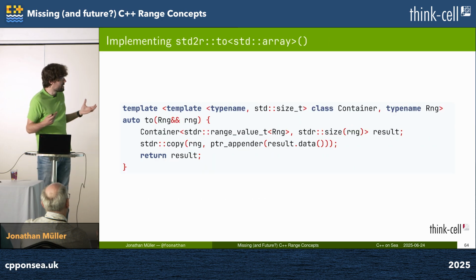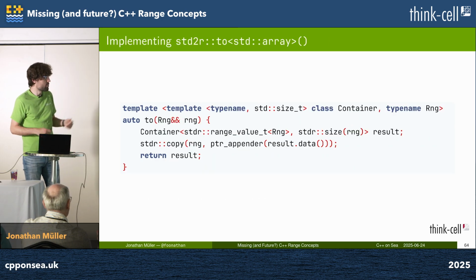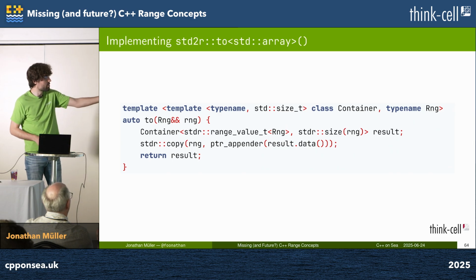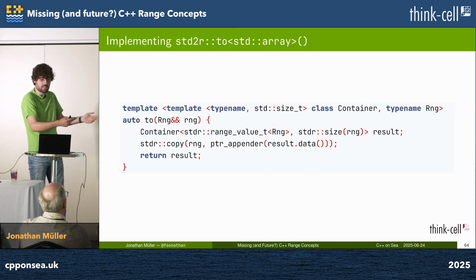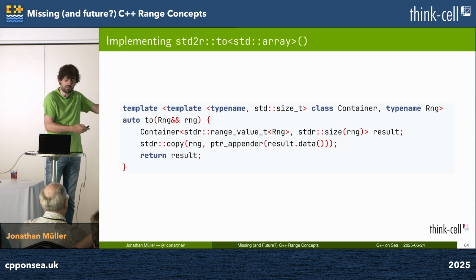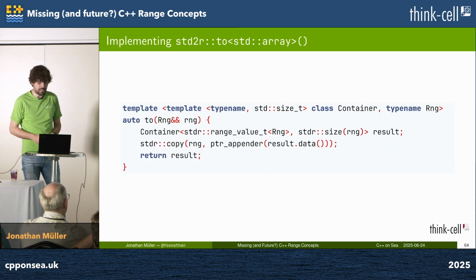But this means that we can implement std ranges too for an array, right? So we take our range, we instantiate the std array by just using the size of the range at compile time because it's constexpr-sized, and then we just copy the result in there. This implementation just has the downside that std array requires a default constructor, right? Because we construct an array, which inherently requires a default constructor.